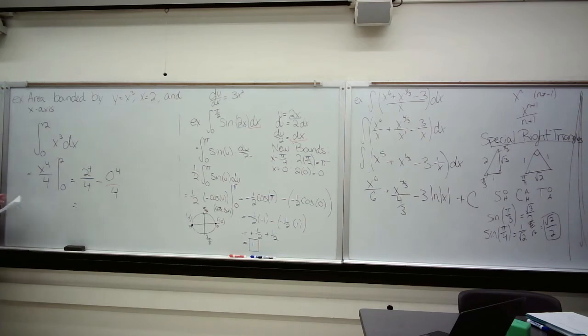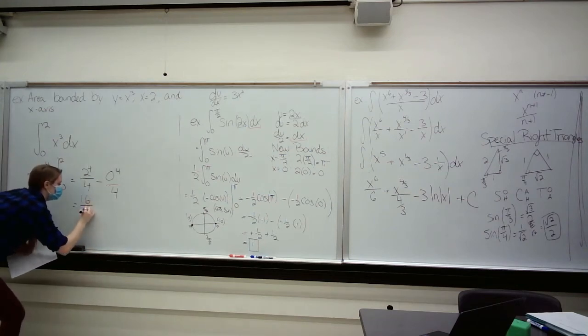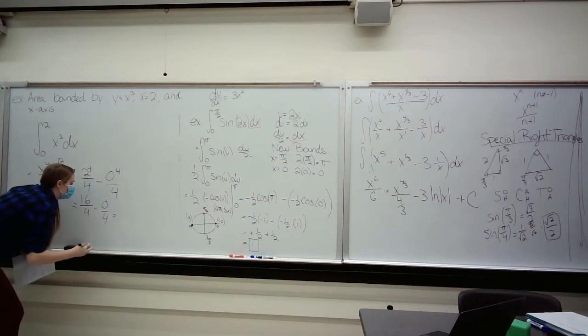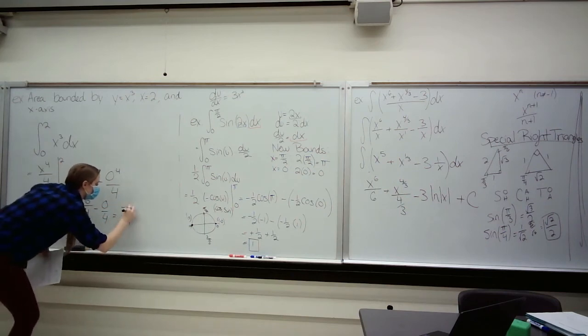Good. So if it's already set to x cubed dx, you don't have to do anything else, right? Right. If it's already put nicely into your x to the n, you don't need to mess with it at all. You can just be happy that it's like that. So 16 over 4 minus 0 over 4, which is just 4.